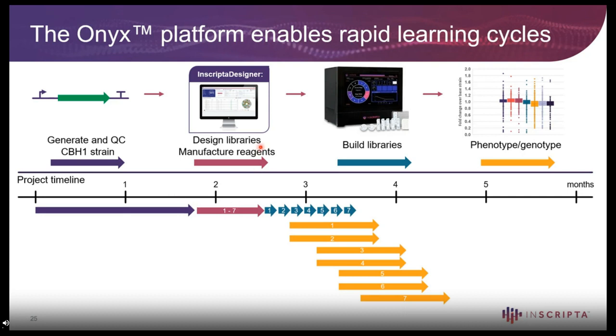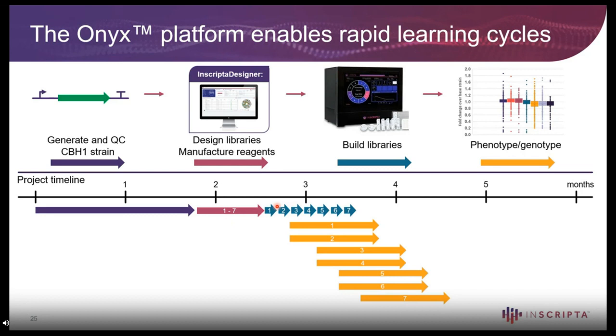Then to design and manufacture the 7 different libraries that were screened, it took about 3 weeks. Once those reagents arrived, you have to start building those libraries. And if you have one instrument, you have to build those libraries serially. So in the case of this particular strain of yeast, builds take anywhere from 3 to 4 days, so I could build about 2 libraries per week.